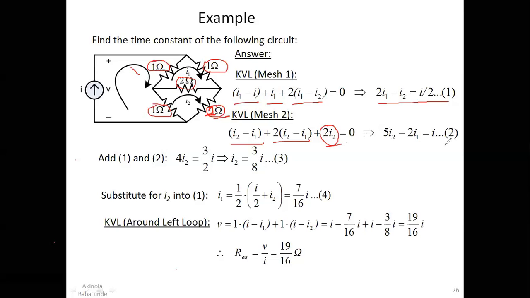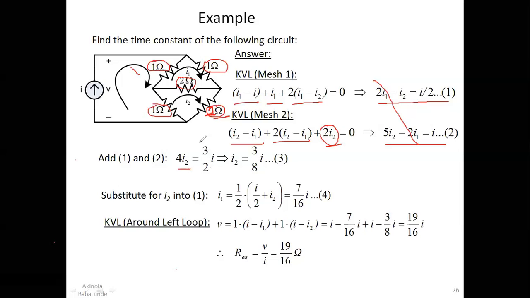So you get another equation here, 5I2 minus 2I1 equal to I. All right. So if you add these two equations together to eliminate I1, because I1 has a coefficient of +2 in the first equation and a coefficient of -2 in the second equation, it means if you add them together, you're going to cancel and eliminate everything that has I1. So that simply means you're left with 5I2 minus I2 gives us 4I2, and then what you have here is I over 2 plus I, that gives us 3I over 2.